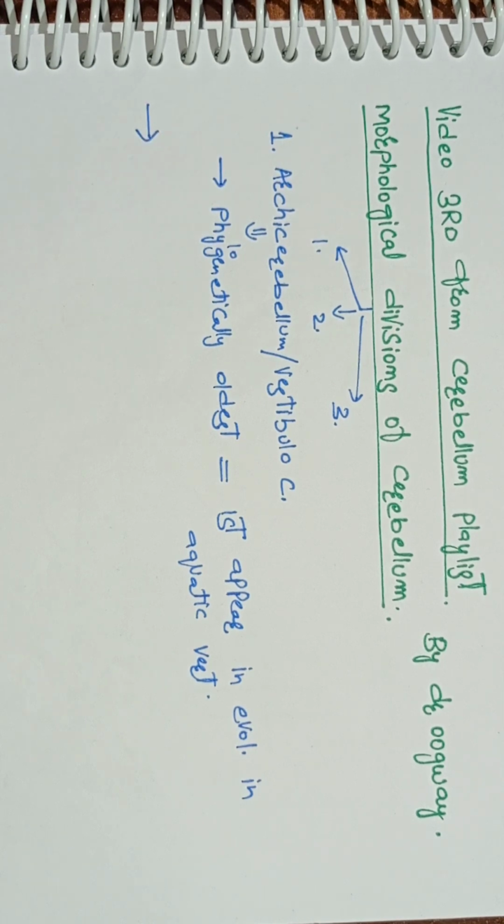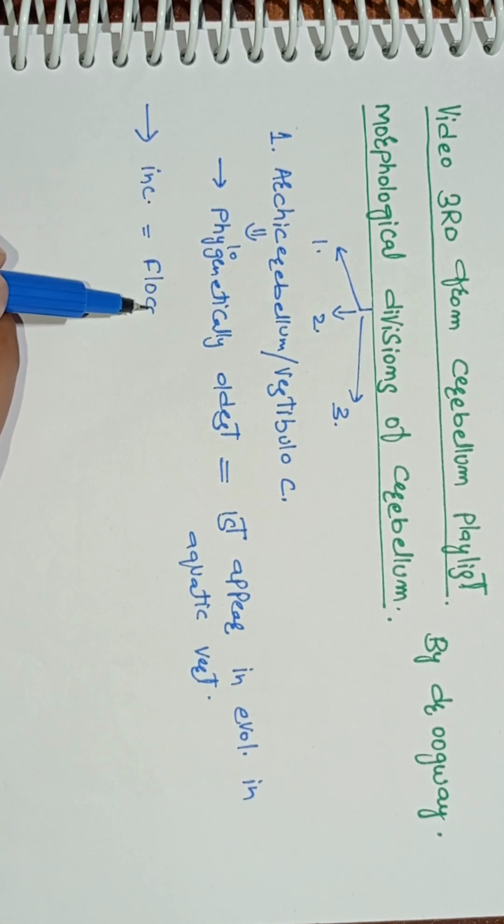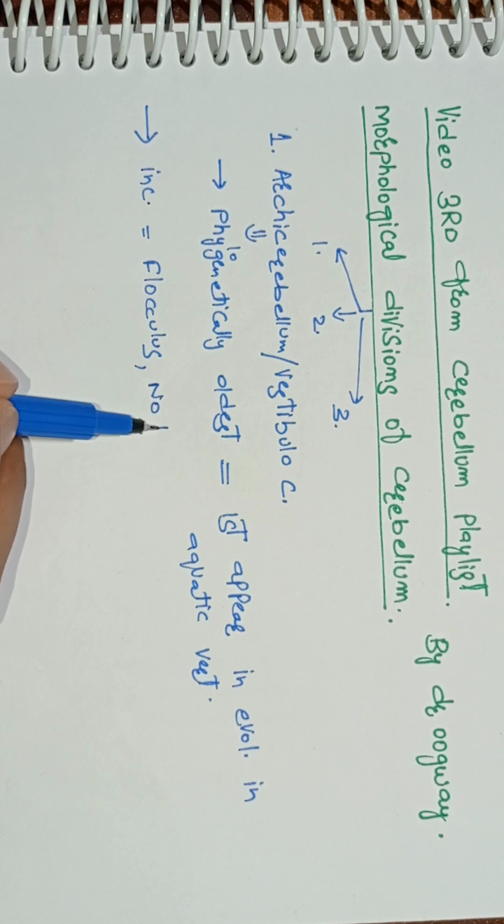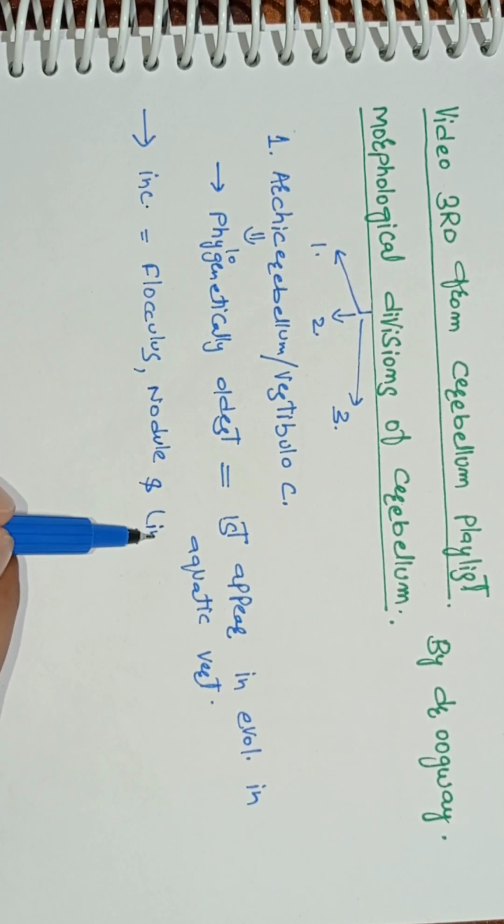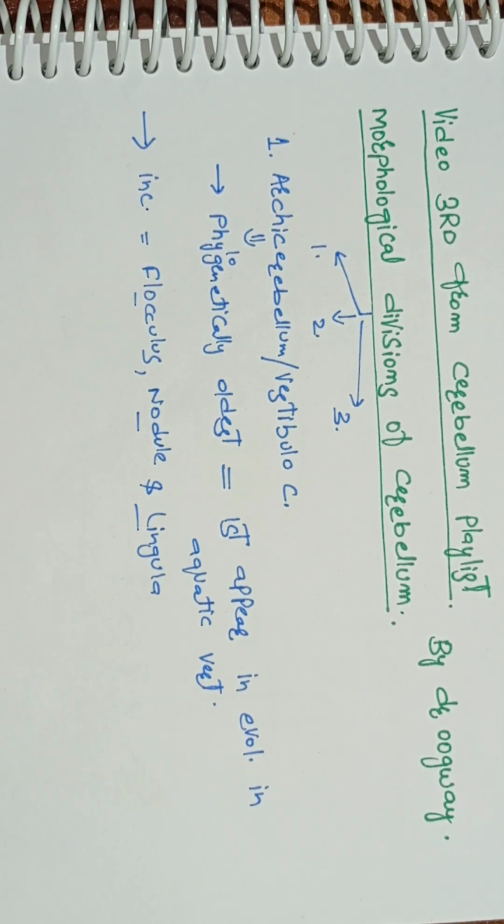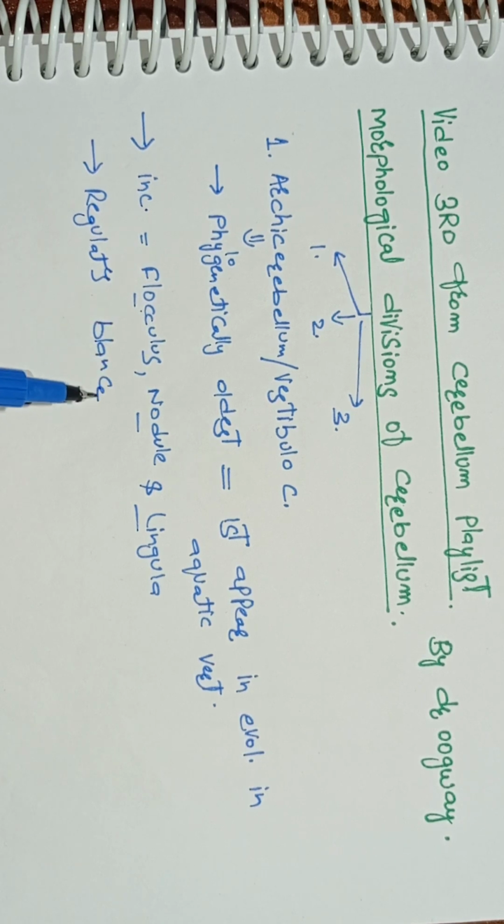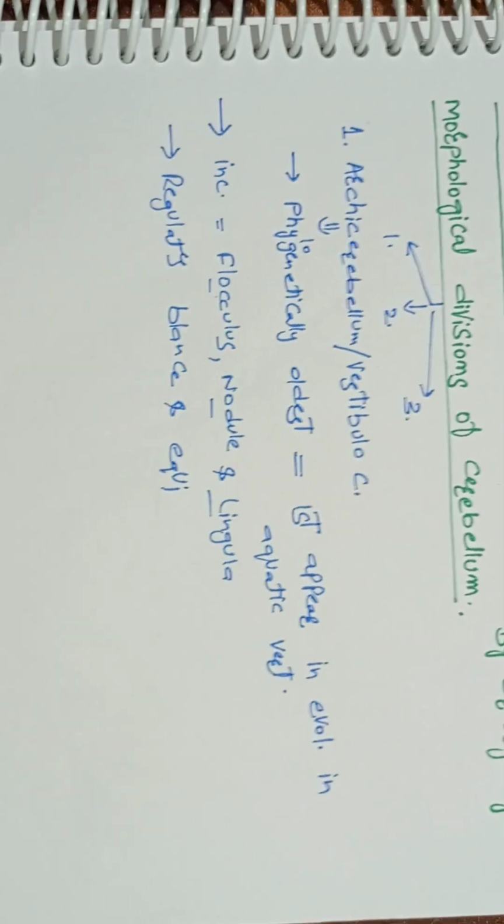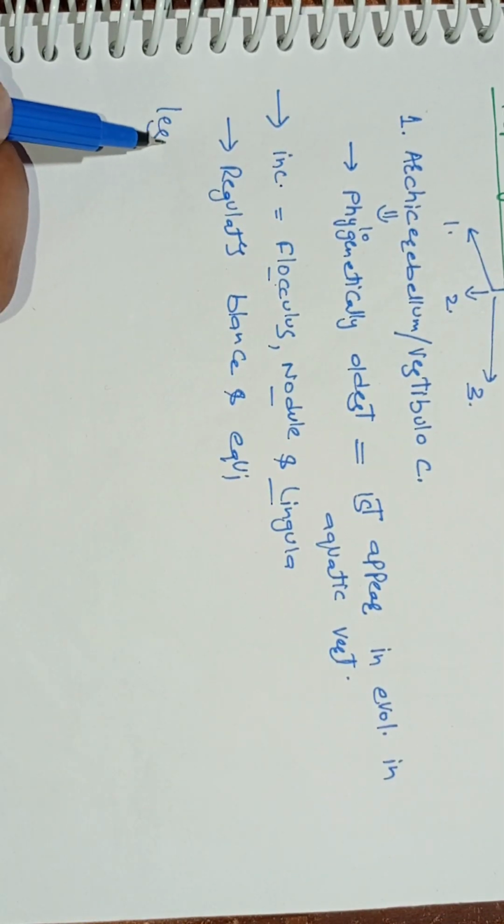Second point, the archiocerebellum includes the flocculus, the nodule, and the lingula. These are different parts of the cerebellum. My previous lecture covered these parts and some other parts in detail. So the archiocerebellum contains the flocculus, nodule, and lingula. And what is its function? It regulates balance and equilibrium.